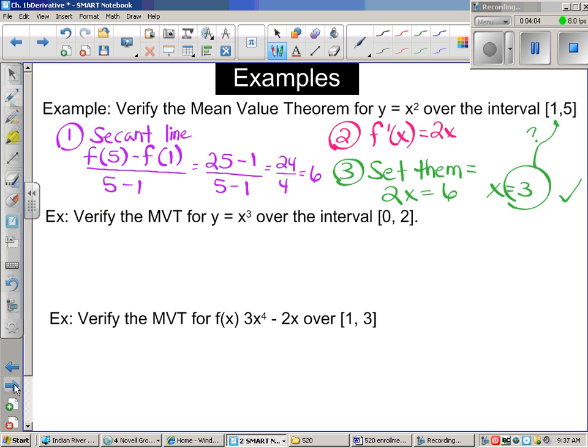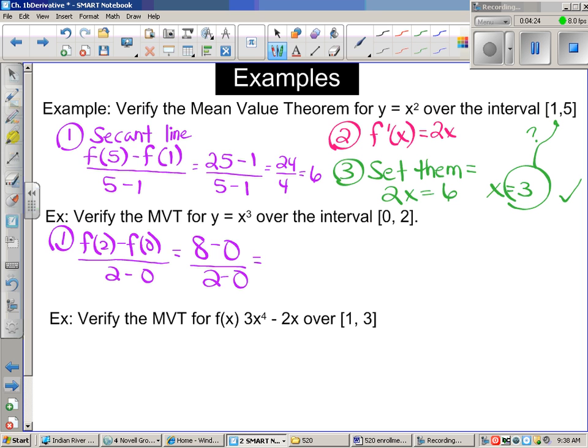Let's try another one. Verify the mean value theorem for y equals x cubed over the interval 0 to 2. So first step, secant line: f of 2 minus f of 0, over 2 minus 0. F of 2? Great. F of 0? Easy enough. And we get 4.